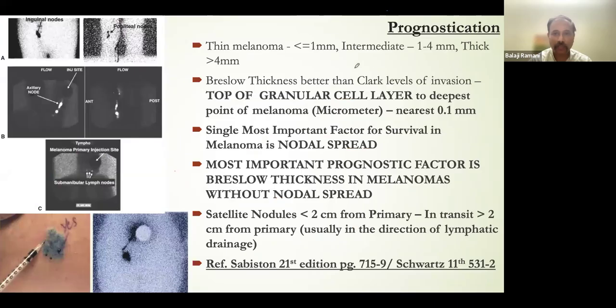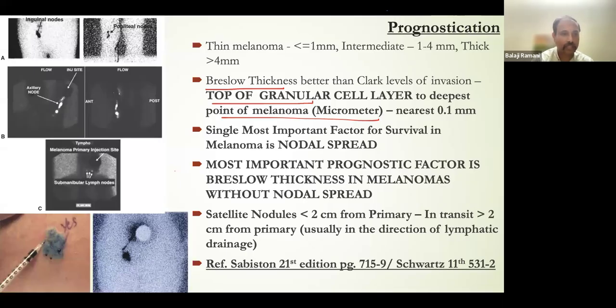So thin melanoma, intermediate thickness, and thick melanoma. A better predictor of prognosis is your Breslow's thickness rather than your Clark's level. It is measured from the top of the granular cell layer to the deepest point of the melanoma. That is how you measure the thickness. So this is the SLNB technique.